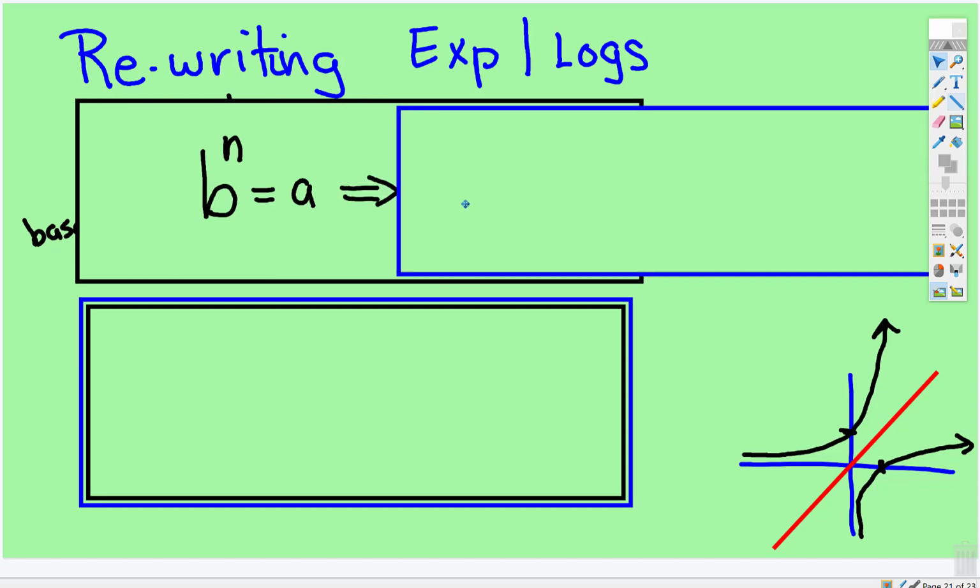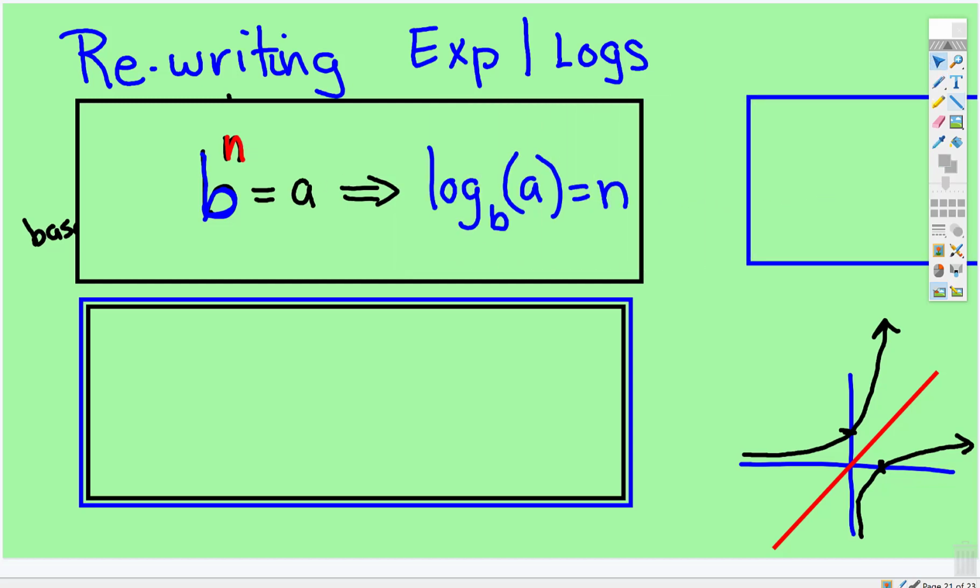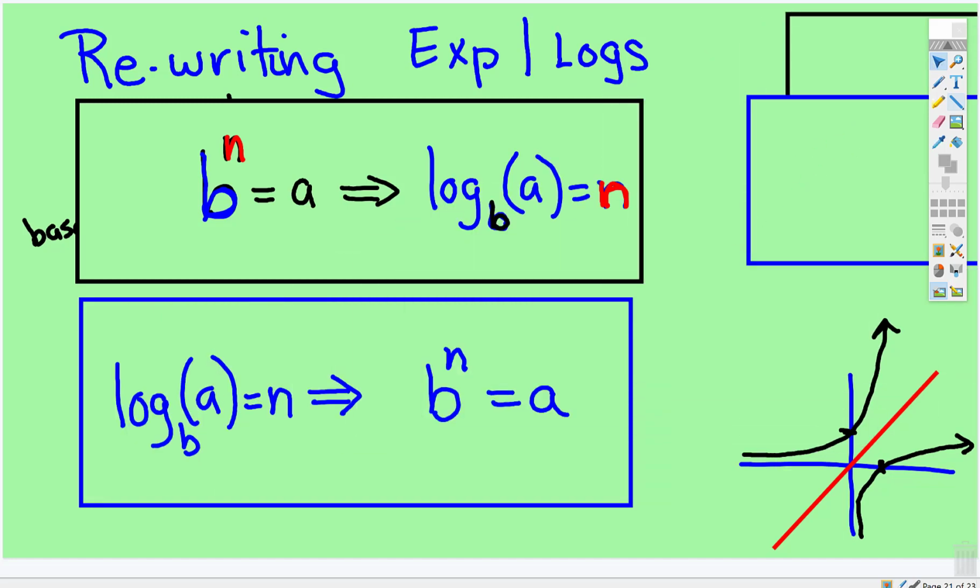So let's go ahead and see what we're talking about. So we have a base number, and we have an n, an exponent, and it's equal to an a. Well, if you rewrite it as a log, here's our base, here's our n. In a minute we'll do an example and I'll show you what that means, but you can use this information to solve equations. So here's the kind of inverse of that.